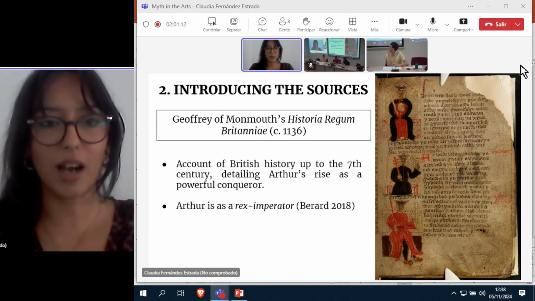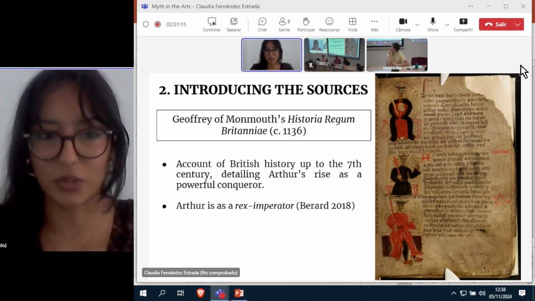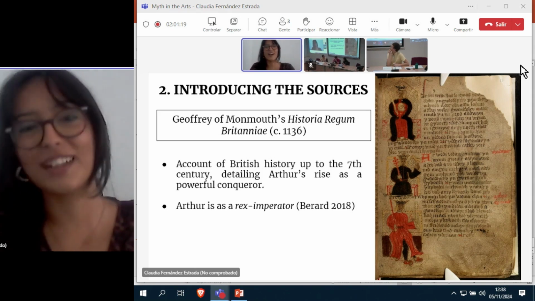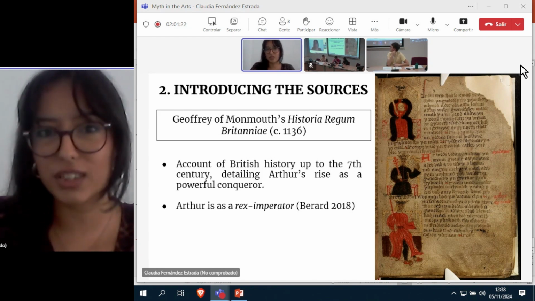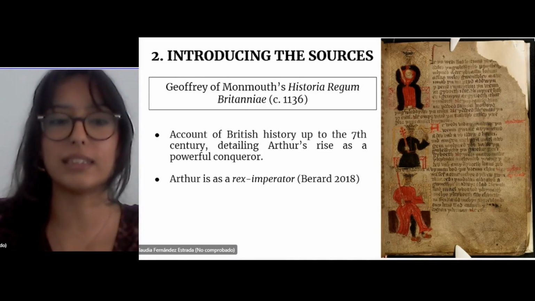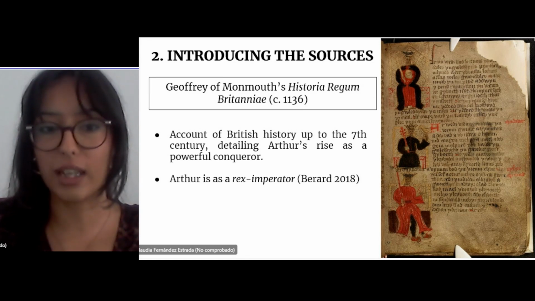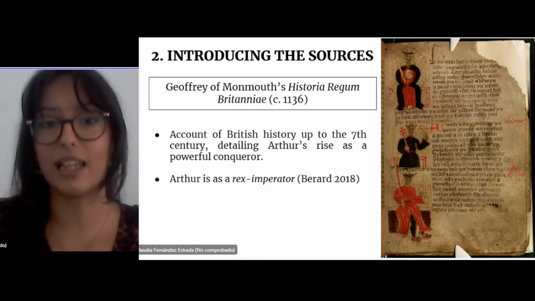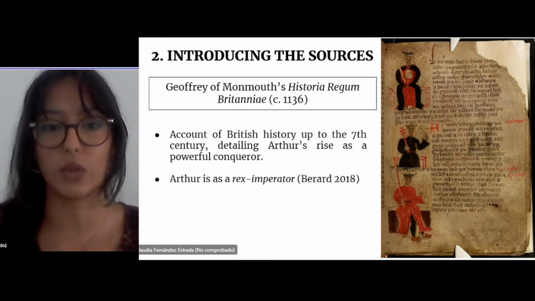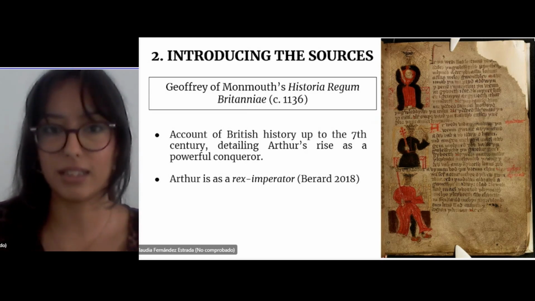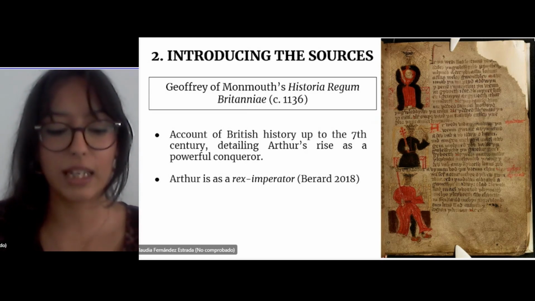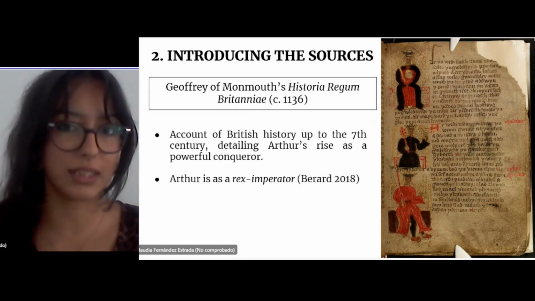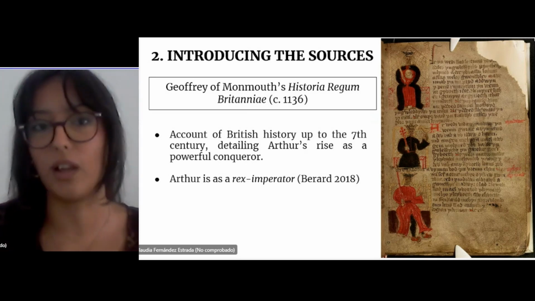So first up, we have Geoffrey of Monmouth's History of the Kings of Britain, and this is a monumental piece of work. This is one of the first, if not the first, source that tells us the whole story of King Arthur. And not only that, Geoffrey of Monmouth claims to be telling the whole of British history up to the 7th century. Now, this is very important because he is placing Arthur in a characteristically British historical context.